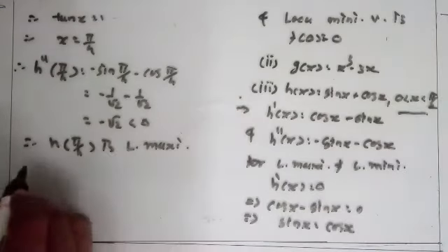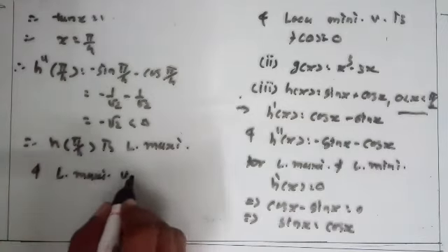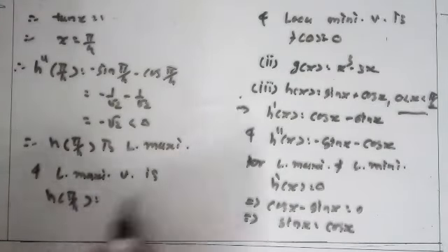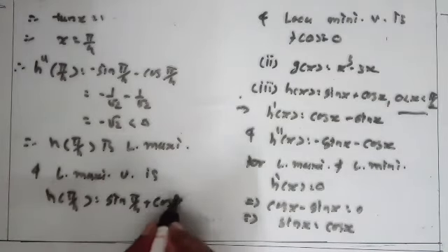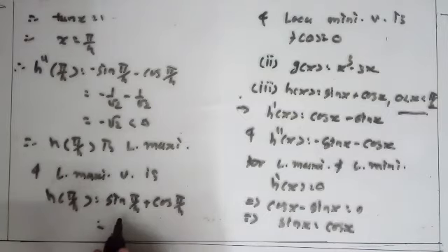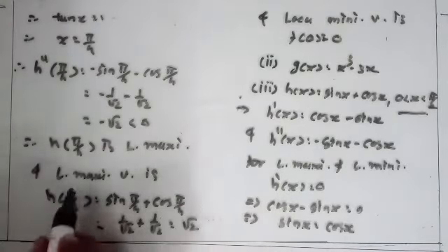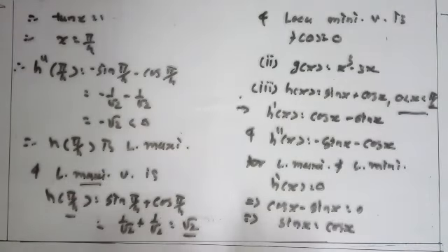Clear? And the local maximum value is h(pi by 4) is equal to, here replace x is equal to pi by 4 in our function h(x), sin pi by 4 plus cos pi by 4. Clear? Sin pi by 4 is 1 upon root 2, cos pi by 4 is 1 upon root 2, so becomes 2 upon root 2, that is root 2. So the local maximum value at pi by 4 is root 2. Clear this?